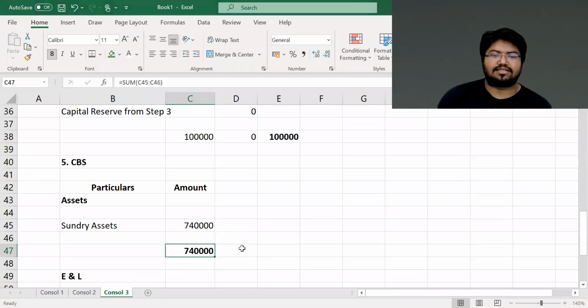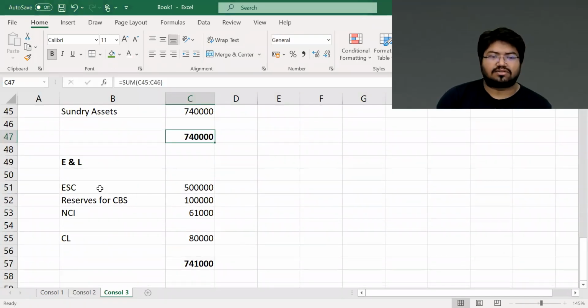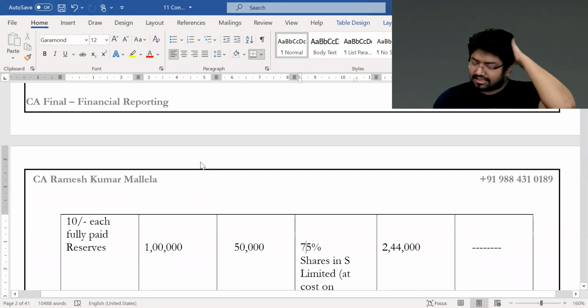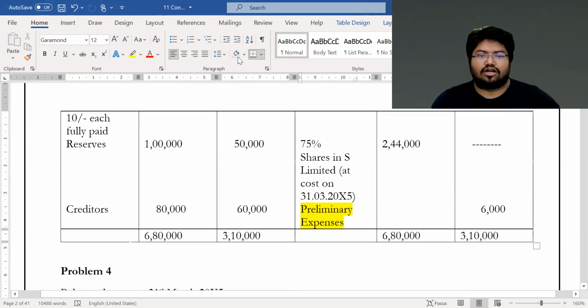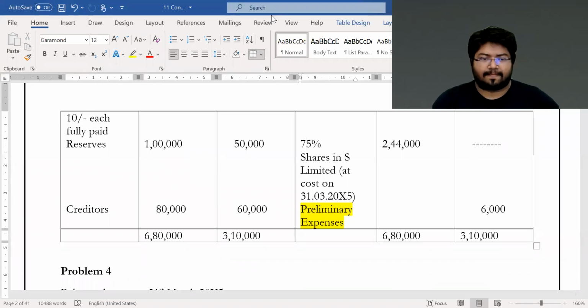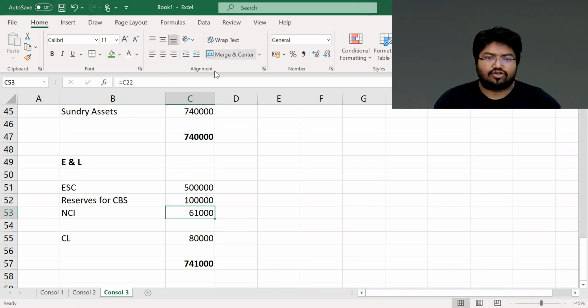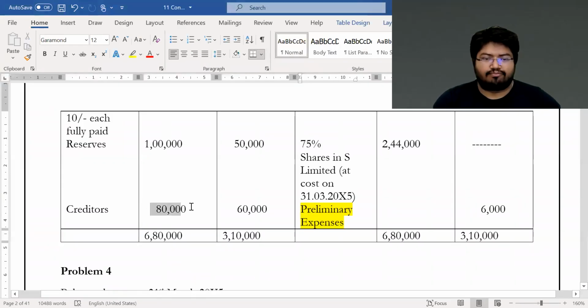So sundry assets is just 7,40,000. Now start with equity and liabilities. Equity share capital of parent alone has to be taken. Parent alone is 5 lakhs. And apart from that, reserves are supposed to be taken, which is 1 lakh. And non-controlling interest comes in. Non-controlling interest is 61,000. Apart from that, you should also take creditors of both the companies, because outside liabilities you should take in full. 80,000 plus 60,000, 1,40,000.